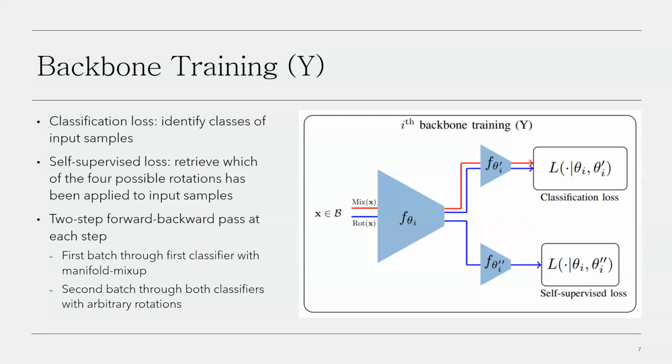So they accomplished this by doing a 2-step forward-backward pass at each step. And so the first batch goes through the first classifier, so that classification loss classifier, with manifold mix-up, which I'll get to what that means in a minute. And then the second batch goes through both classifiers, so the classification loss and the self-supervised loss. And that has those 4 arbitrary rotations to allow the self-supervised loss to really be able to learn.